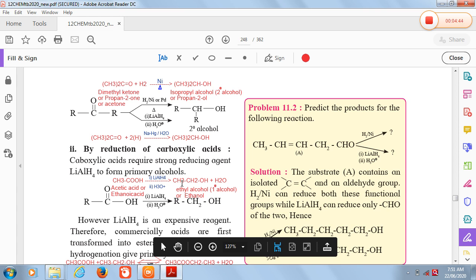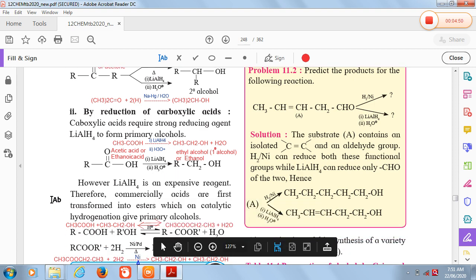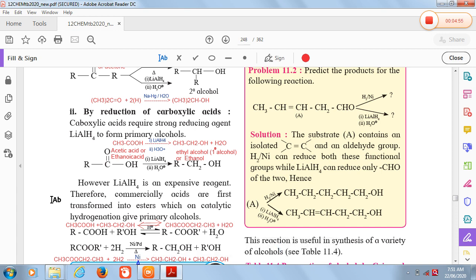You can write the reaction with other acids, but LiAlH4 is an expensive reagent. When you have to prepare alcohol commercially, we can't prefer this process, and for that purpose we use H2 with Raney nickel or simple nickel or pyridine, as we use for aldehydes and ketones. Then you have to convert your acid into a suitable compound, which is an ester.